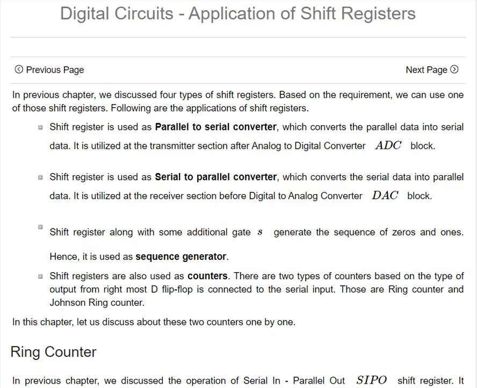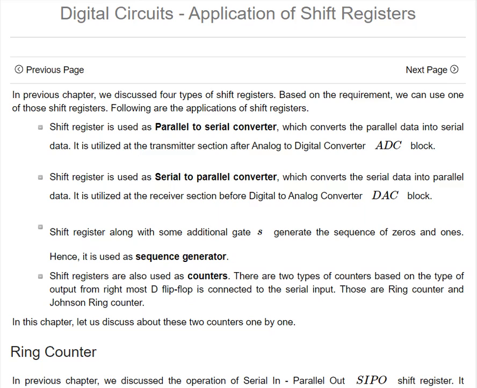Hello everyone. Now we are going to see the applications of shift registers. Shift registers are normally used for conversions in ADC/DAC devices, like parallel to serial conversion or serial to parallel conversion. Again, shift registers are used along with additional gates to generate a sequence of zeros and ones, so it is also called a sequence generator. Also, it is used as a counter.